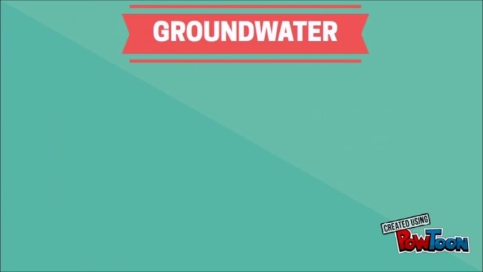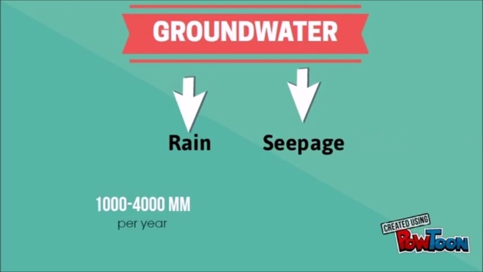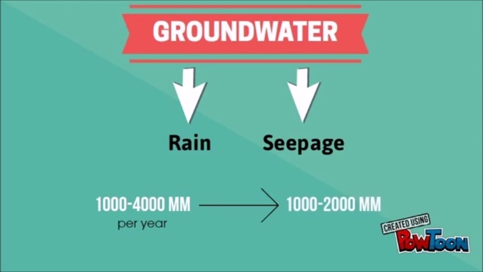kilometers. Groundwater resources are continuously recharged by rain and seepage from rivers and lakes. As a tropical country, rainfall ranges from 1,000 to 4,000 millimeters per year, of which 1,000 to 2,000 millimeters are collected as runoff by a natural topography.